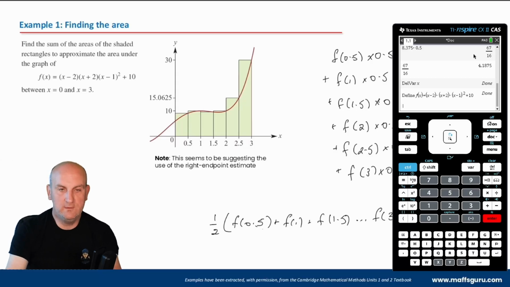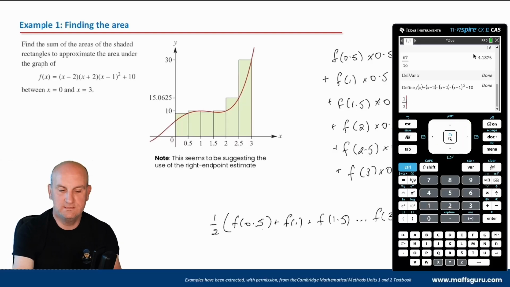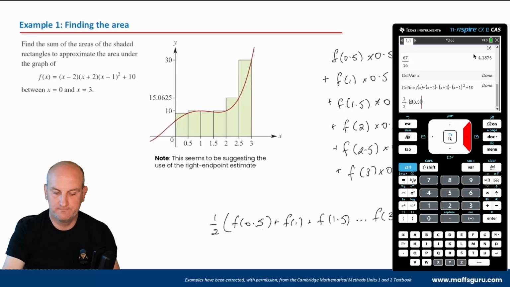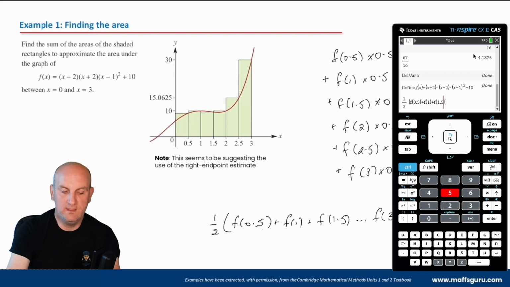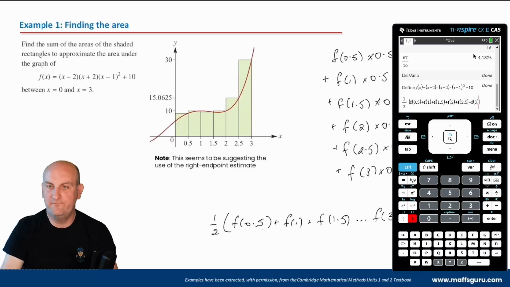So now what I'm going to do is a half times f of 0.5 plus f of 1 plus f of 1.5 plus f of 2 plus f of 2.5 plus f of 3. 1, 2, 3, 4, 5, 6. Now what I really did there was just make sure that I had 6 heights.